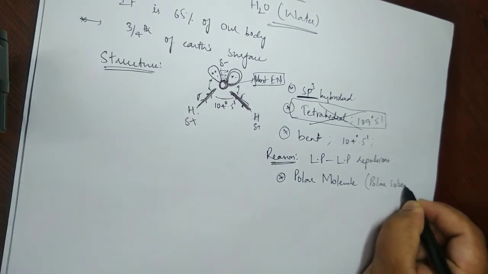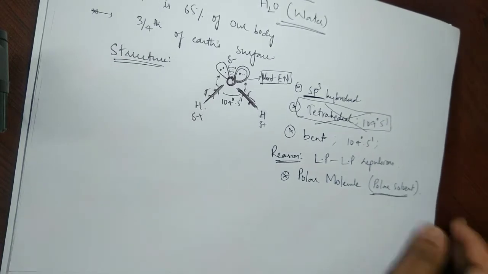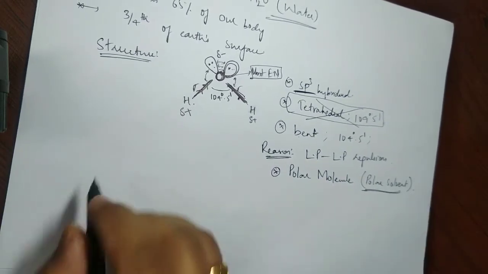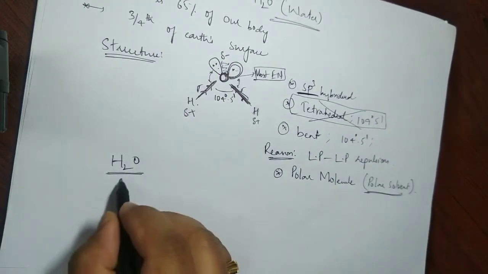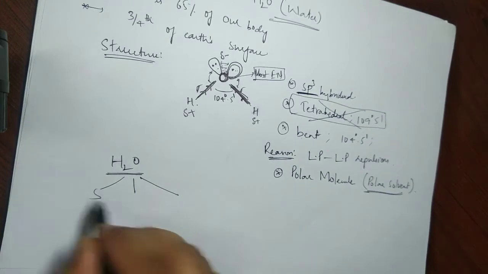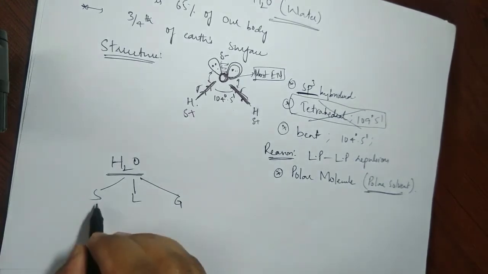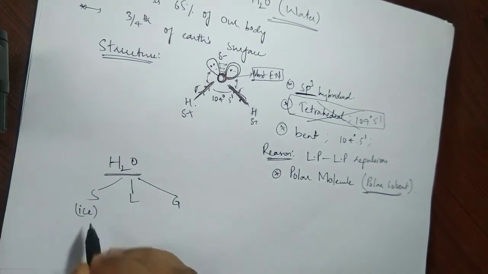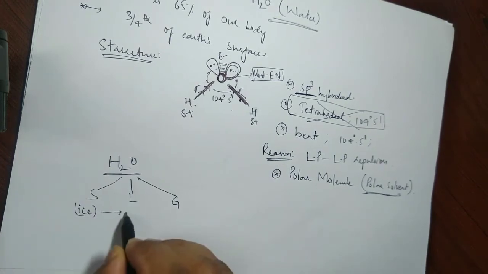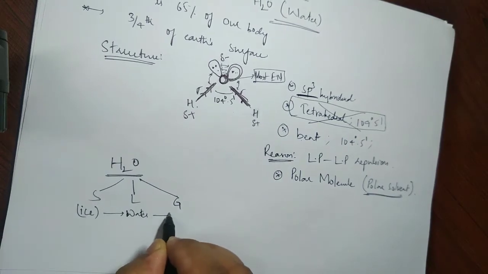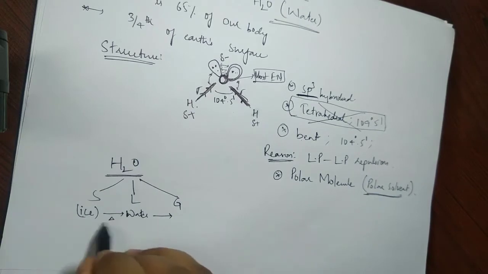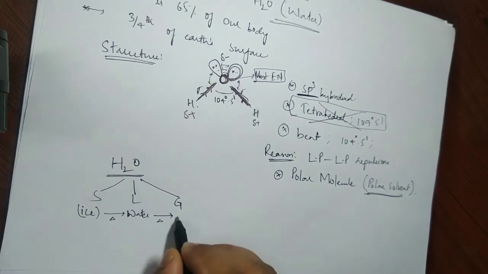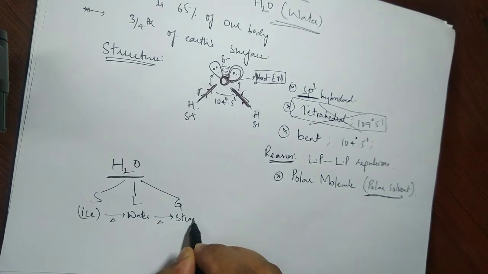Polar solvent. Water is a very good polar solvent. Water can exist in three states, which you all know. What is that? Solid, liquid, and gas. In solid form we generally call it ice. On heating ice we get liquid water, and on further heating we get vapor, which we generally call steam.